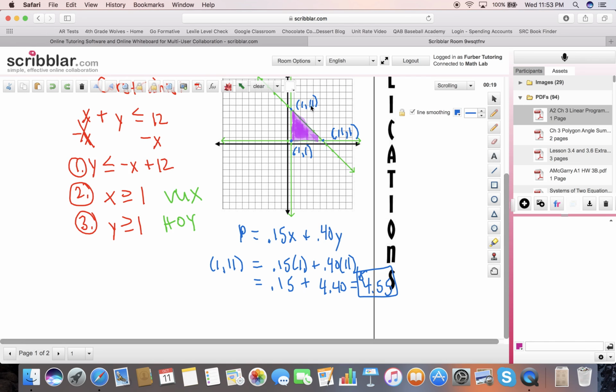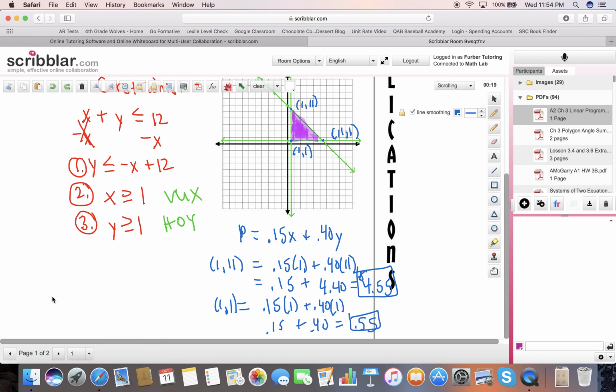All right, so now let's do 1, 1. 1, 1 should be easy. 0.15 times 1 plus 0.40 times 1. That's just going to be 15 cents plus 40 cents. That's only 55 cents. He's not going to make much profit off of that. Okay, so not a good scenario.